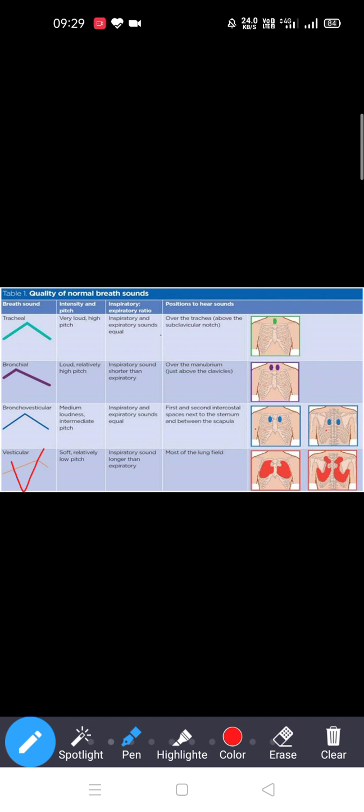So this sound is the bronchovesicular sound. And the third sound is the bronchial sound. So bronchial sound, where you will hear mostly over the manubrium, just above the clavicle. Okay, then the tracheal sound you will hear over the trachea. So these are the types of the normal sounds. Okay, so these sounds, just by observing you won't be able to understand clearly. Okay, that's why I'll be sharing you some videos, means some sounds, normal breath sounds, so you listen to those sounds, then you will be more clear.